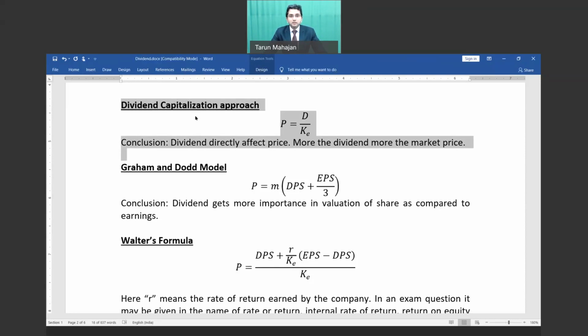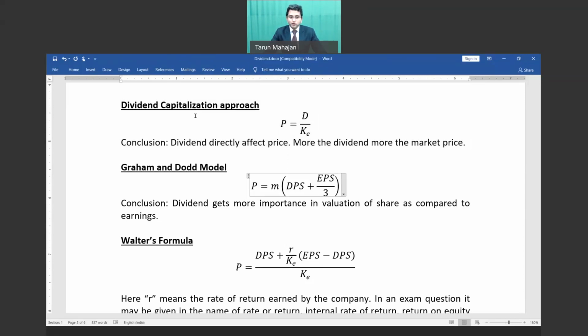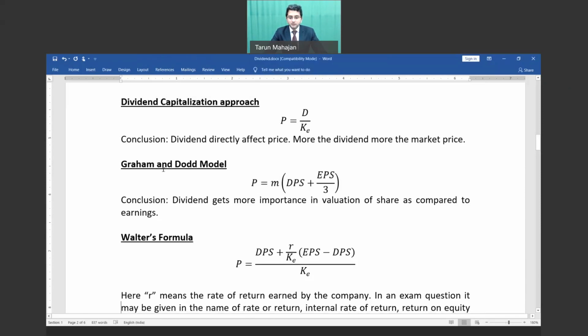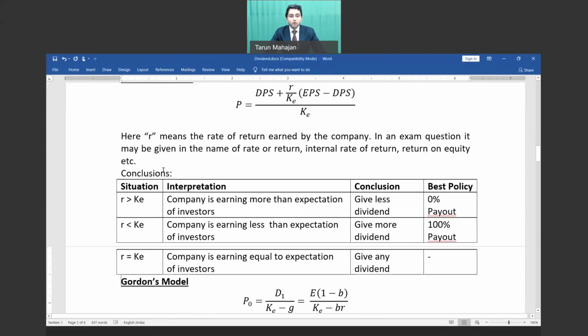Do you think that the market price is actually that much dependent on dividend? No, it's not actually. So we will not consider this to be a good approach. Yes, Graham and Dodd model, probably it's not part of your syllabus. I'm skipping it. But yes, Walter's formula.